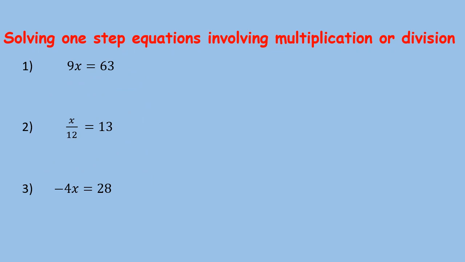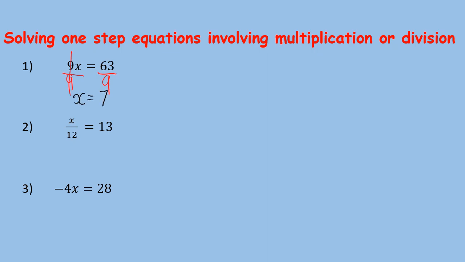Now, let's have a go at one-step equations involving multiplication or division. For example 1, we have 9x equals 63. So, we want to only have one x, not 9 x's on the left, which means we'll have to divide each side by 9, as division is the opposite of multiplication. So 9x divided by 9 will cancel out the 9, and 63 divided by 9 will become 7, leaving us with the answer of x equals 7.